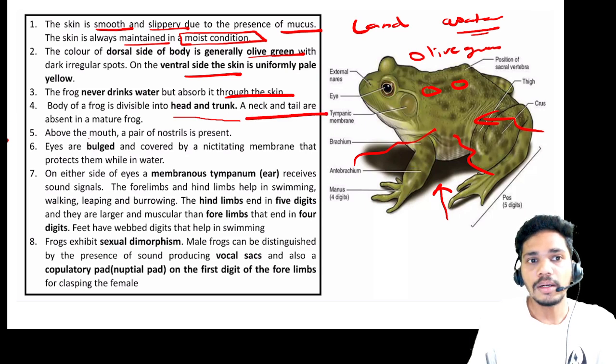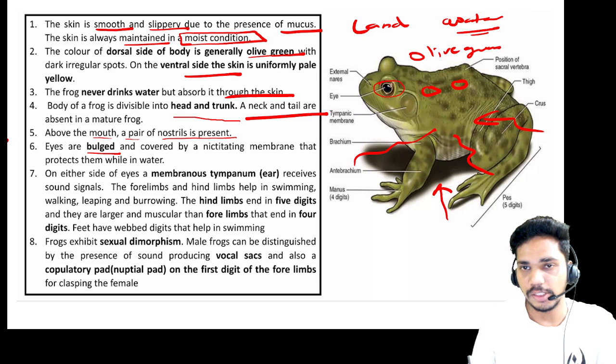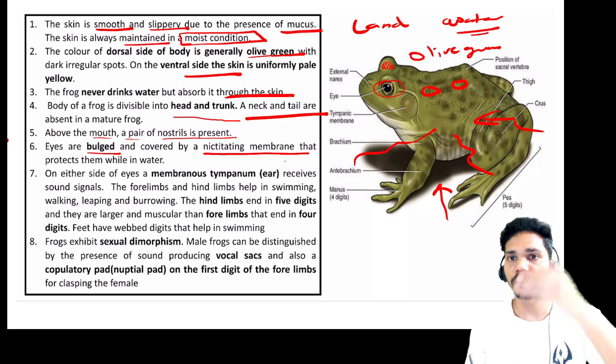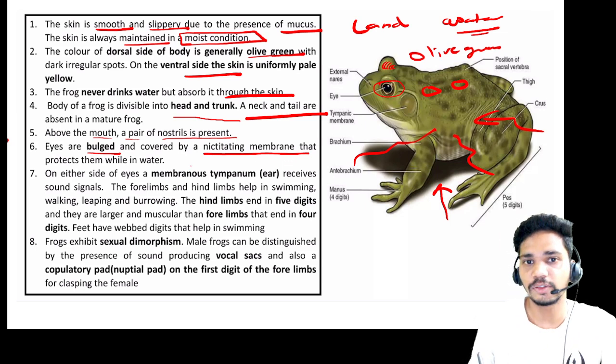Above the mouth, a pair of nostrils is present. Eyes are bulged. Can you see that? Eyes are very bulged, and covered by the nictitating membrane. तो आँखों के ऊपर एक membrane रहेगा, right? क्योंकि whenever they are in the water, some protection should be there, right? So the nictitating membrane protects them while they are in water.